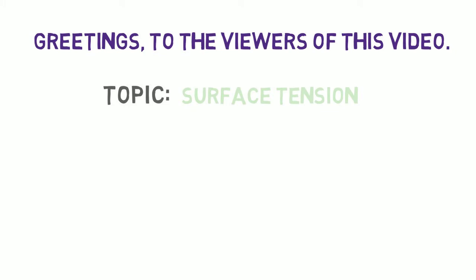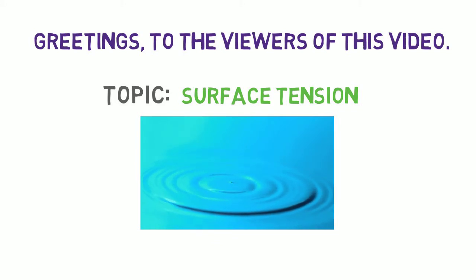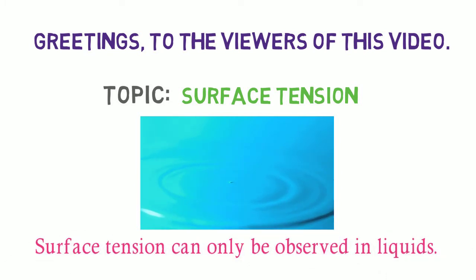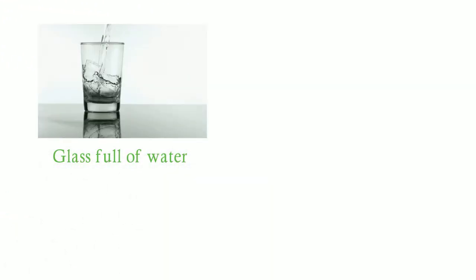Today, we are going to see about surface tension. From the name, we could say that it is a tension on the surface of liquid. Surface tension can only be observed in liquids. Now, let us understand it clearly by taking water as an example.